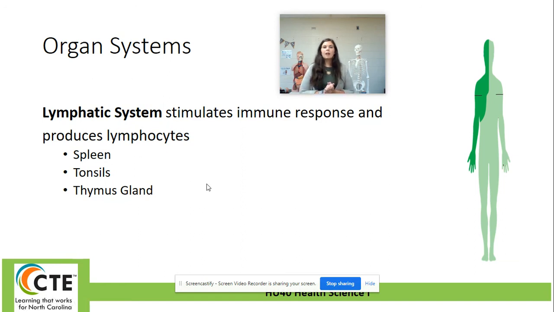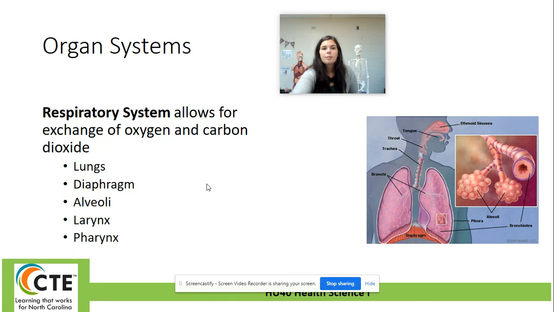Next, we have the lymphatic system. The lymphatic system is what stimulates your immune response. So think of it as your immunity or your immune system, if you would like to. And it helps produce lymphocytes. There are several different organs that are involved in the lymphatic system, more than what are just listed on the screen right here, but some of them do include your spleen, your tonsils, and your thymus gland.